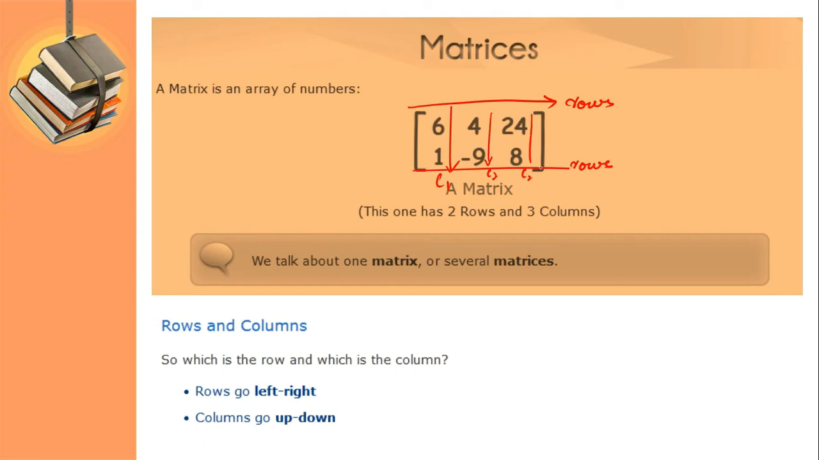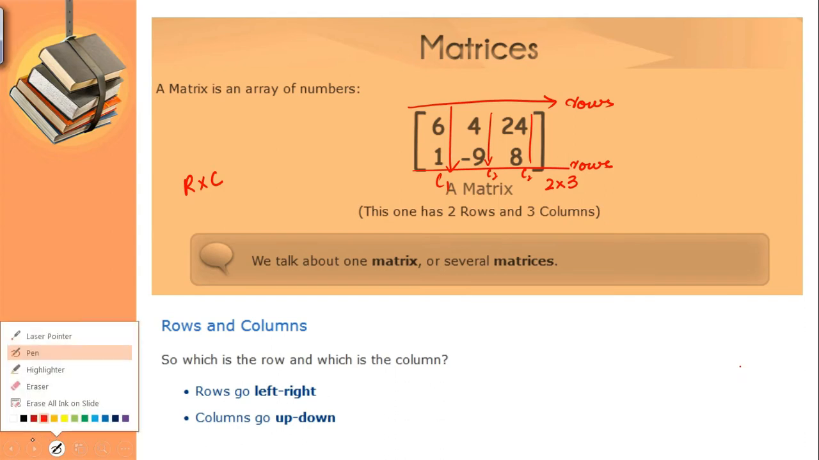When we write the order of a matrix, we write it as rows multiplied by columns. So if we write the order of this matrix, here we have 2 rows and 3 columns. So the order of this matrix is 2 by 3. This matrix has 2 rows and 1 column. So the horizontal ones are rows and the vertical ones are columns. Up to down columns and left to right rows.